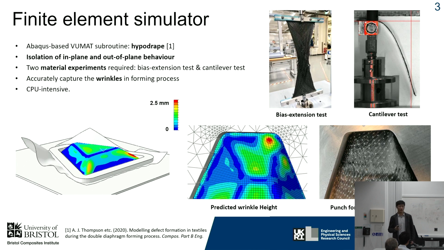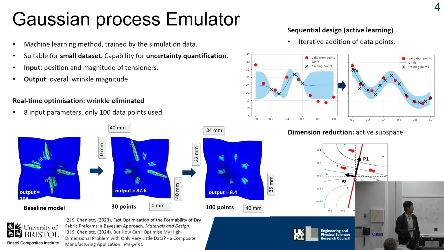Two experiments are required to characterize the material. The first one is a bias-extension test, which measures the shear curve. The second one is the cantilever test to measure the bending stiffness. But it is very CPU intensive. So we're going to build a Gaussian process emulator to model the data that's generated by this FE simulator.